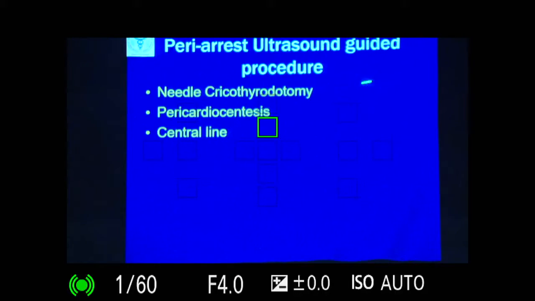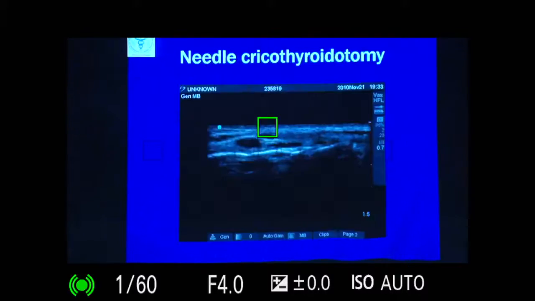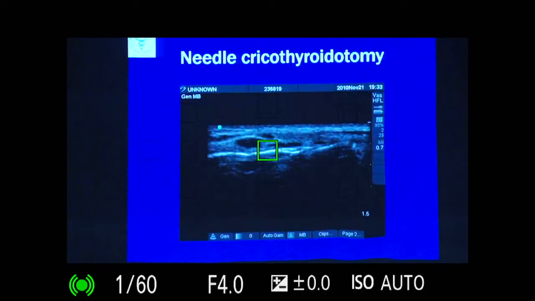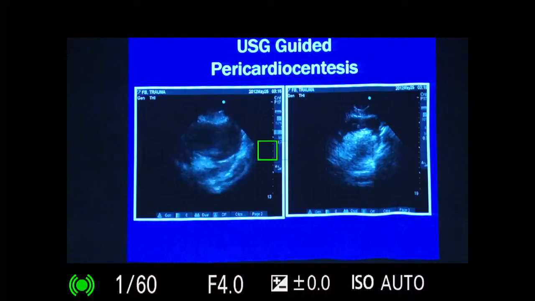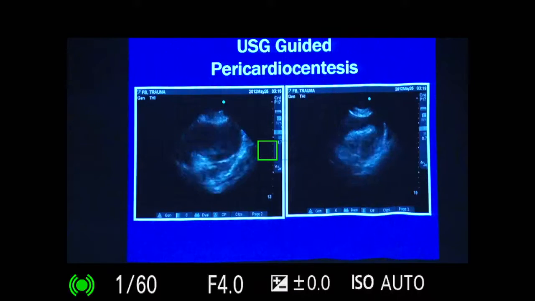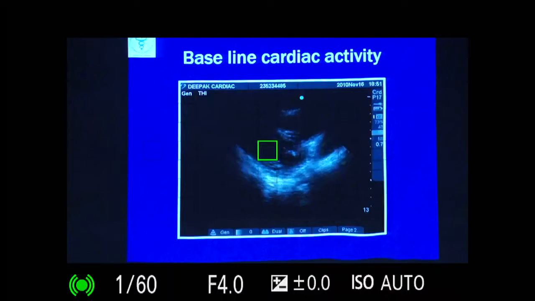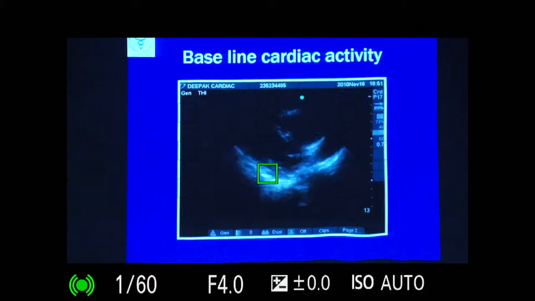You can do pericardiocentesis and you can guide central lines, you can guide transvenous pacing. Okay, if the patient is in complete heart block and you want to do pacing, you can guide transvenous pacing. So, this is the cricoid membrane and you can do a needle cricothyrotomy. You can do pericardiocentesis, you can see this white dot.